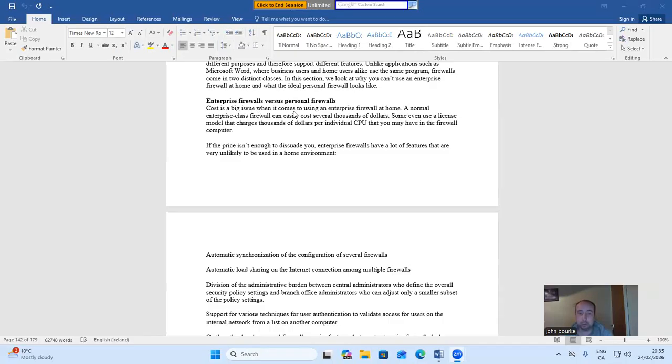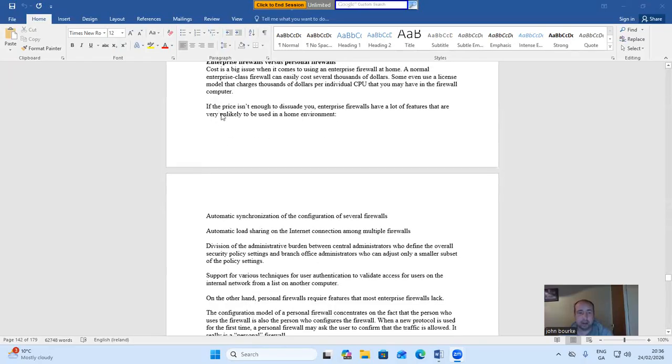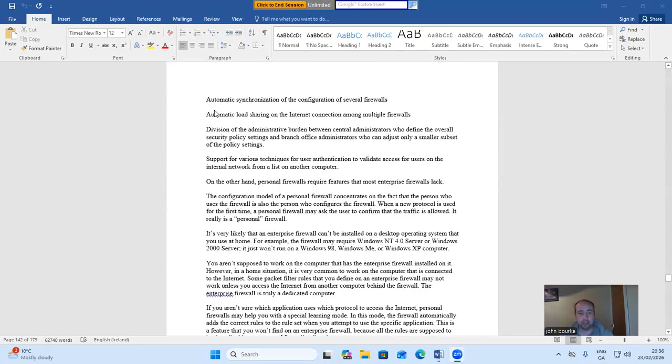Cost is a big issue when it comes to using an enterprise firewall at home. A normal enterprise class firewall can easily cost several thousands of dollars. Some even use a licensing model that charges thousands of dollars per individual CPU that you may have in the firewall computer. If the price isn't enough to dissuade you, enterprise firewalls have a lot of features that are very unlikely to be used in a home environment.